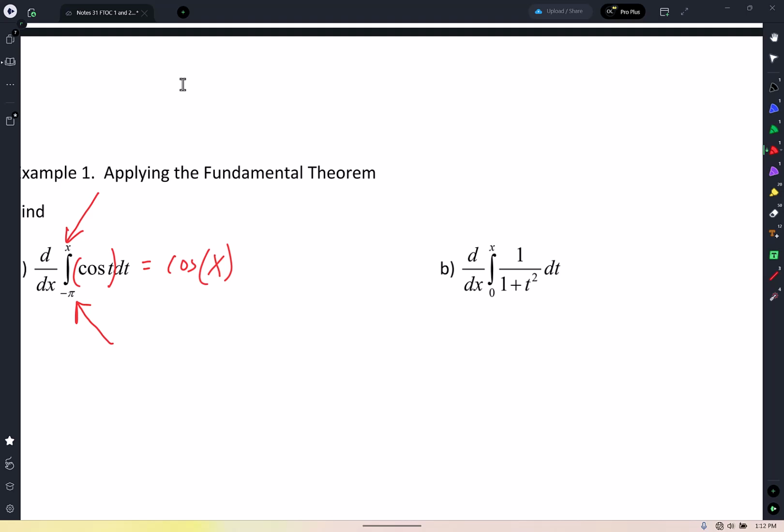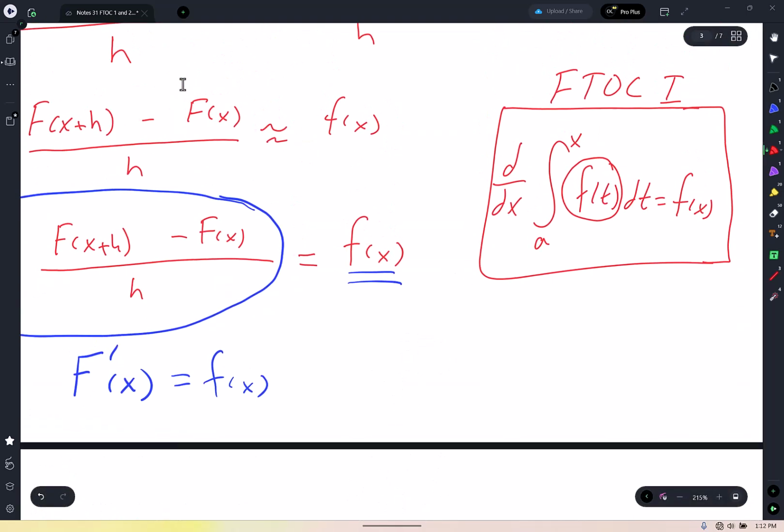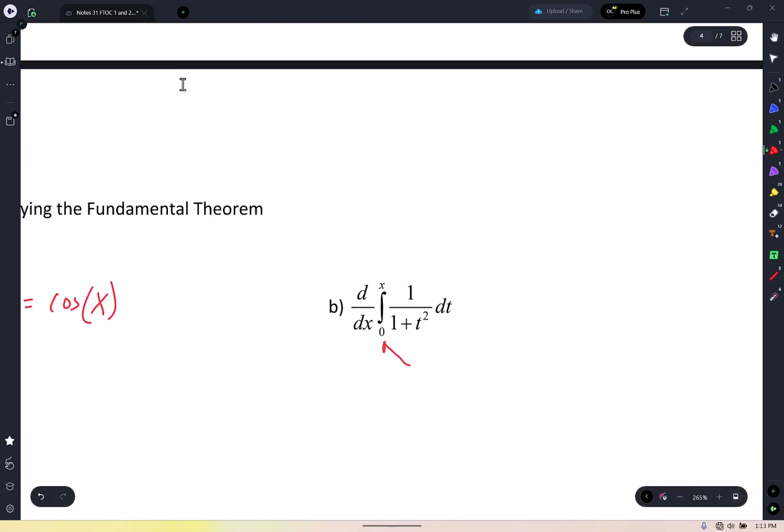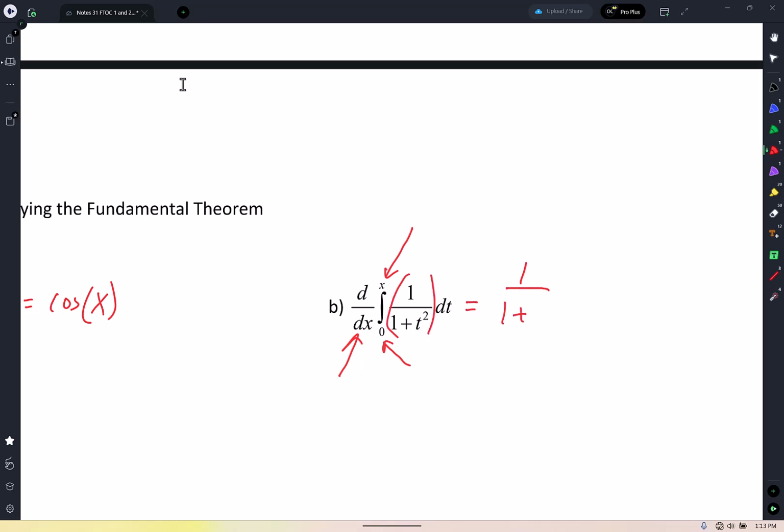All right, here we go. Another one, guys. All I'm doing is just following this. d dx, I have a constant, I have a variable. f of t dt is just f of x. Change the t to an x. That's all I'm doing. Do I have a constant in the bottom? Do I have a variable in the top? It says d dx. Wherever you have a t, change it to an x, so 1 over 1 plus x squared.